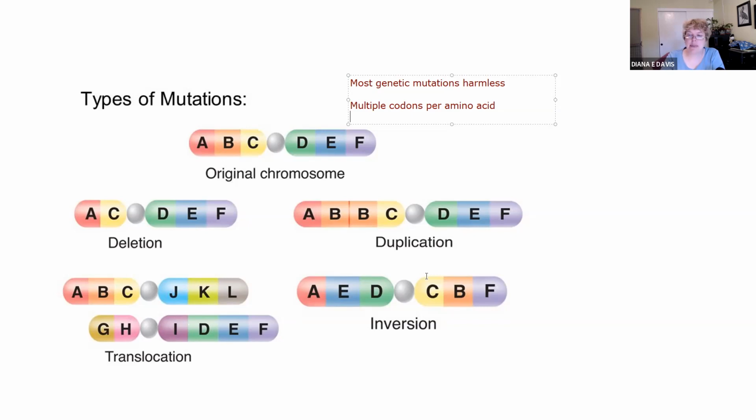You get the same thing if you get what's called an inversion, where a couple of genes from one end of the chromosome end up on another part of the same chromosome. Again, you're separating the gene from its regulation. Anytime you screw up regulation in a cell, bad things happen.